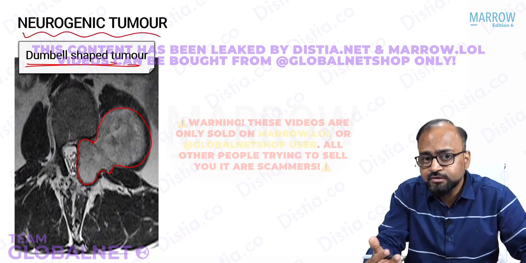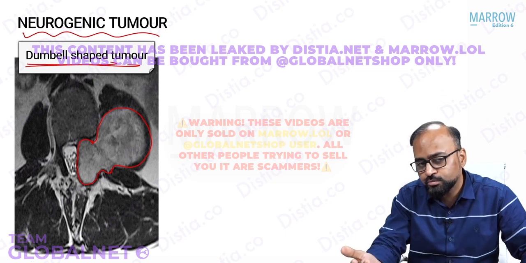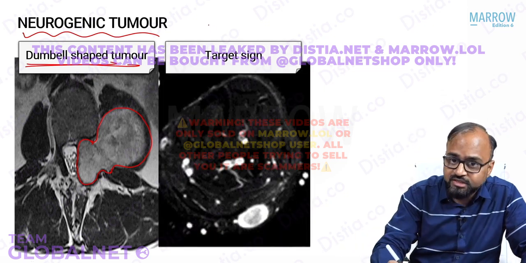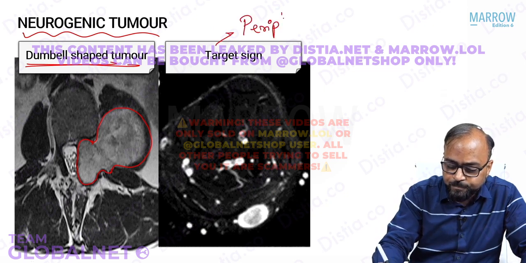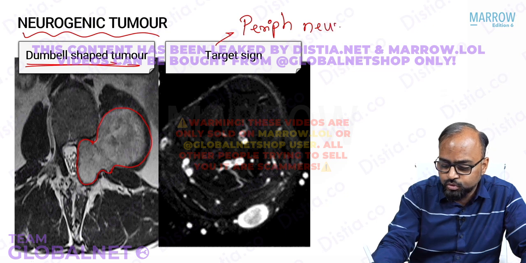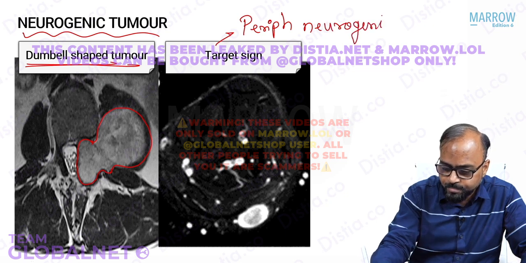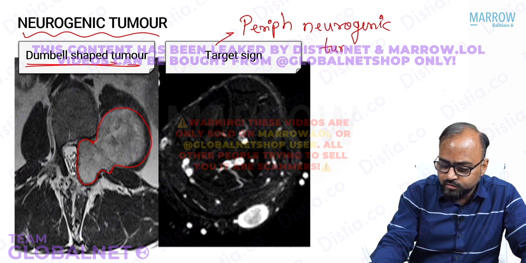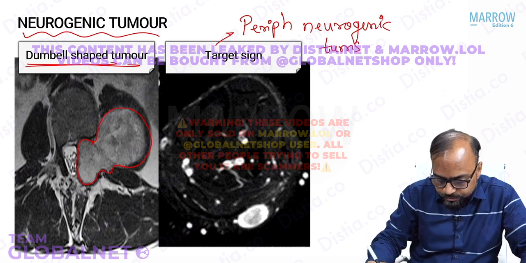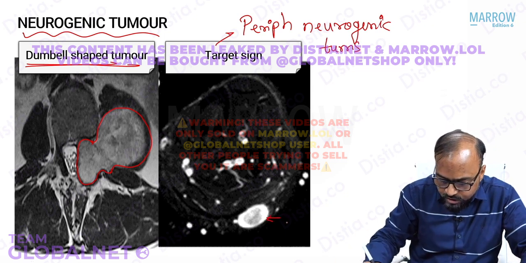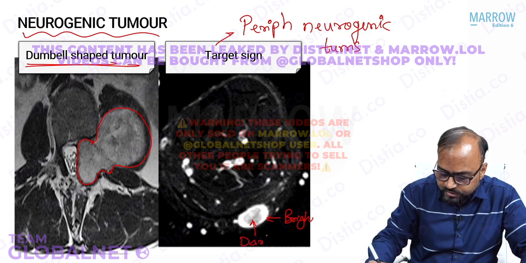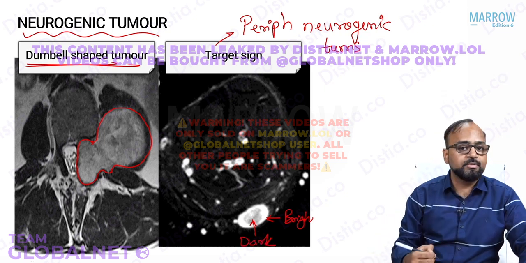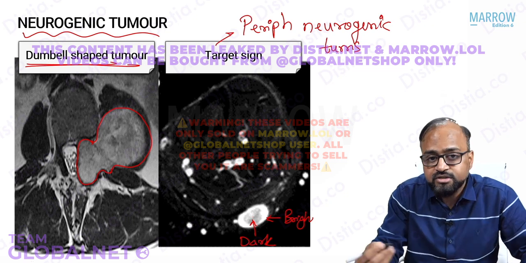Though there's another sign which is associated with peripheral neurogenic tumors and not usually central, and that is called the target sign. So target sign is usually seen in peripheral neurogenic tumors, where on T2 weighted images you can see that the periphery of the lesion appears bright, whereas the center of the tumor appears dark, giving rise to a target shaped appearance. So this is what is called the target sign of neurogenic tumor.